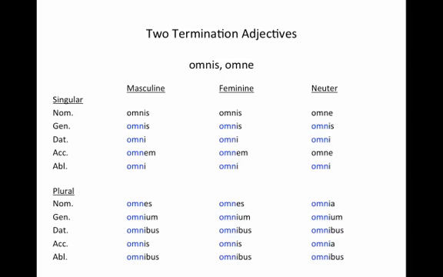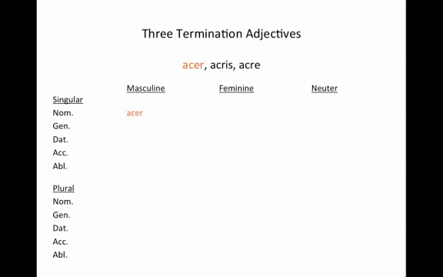And we're going to add the same exact endings that we added to our one termination third declension adjectives. And they differ from the third declension nouns in the same exact ways as the one termination adjectives. And as always, in the neuter, the nominative and the accusative repeat. Now let's work with three termination adjectives. Here we're going to use acer, acris, acre.